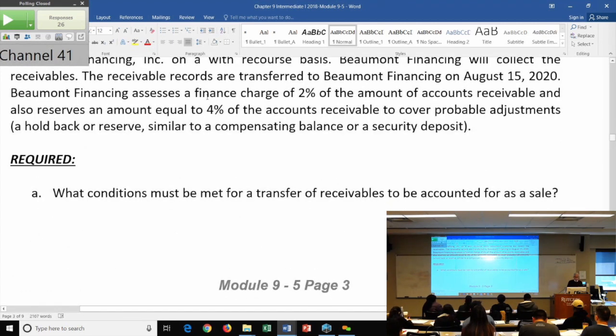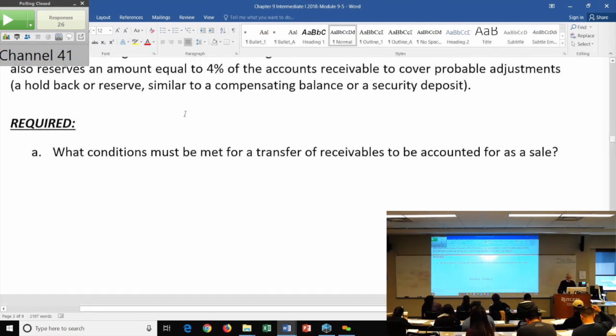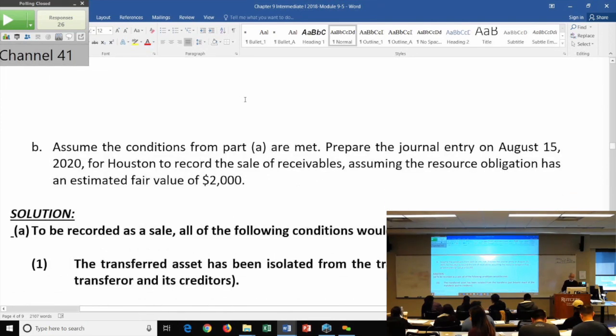So, in the requirements, this is a qualitative question, I want to know the 3 conditions that you'd have to meet for this to be a sale. And secondly, if you do meet the conditions, what's the entry to record the sale? And if there is recourse, what's the recourse liability? I have to give you that number. So I'm going to tell you that the recourse obligation is going to be $2,000.